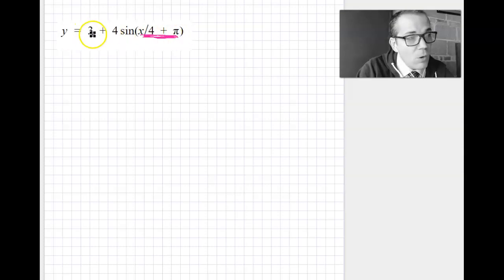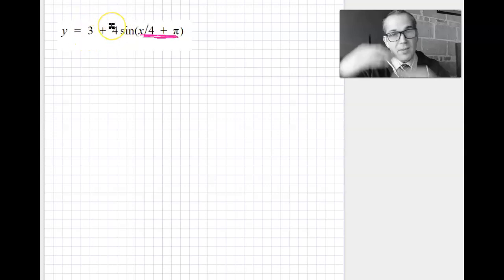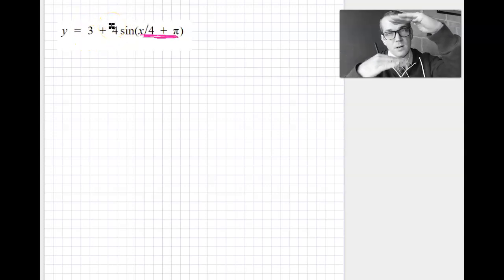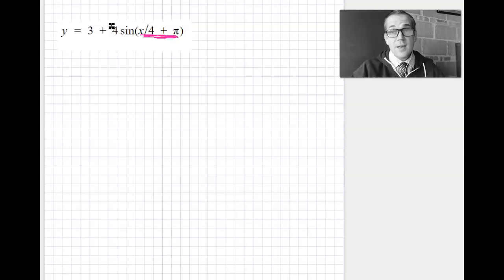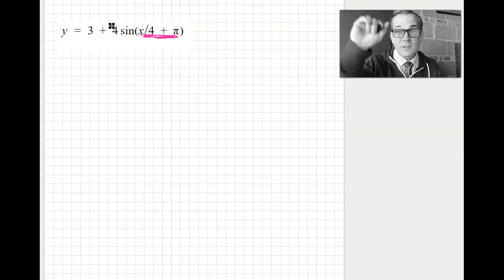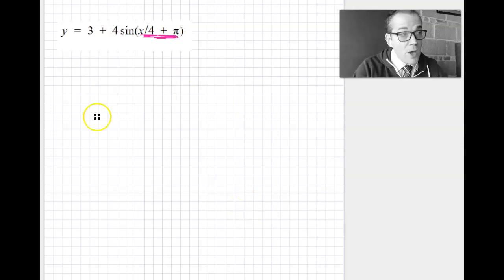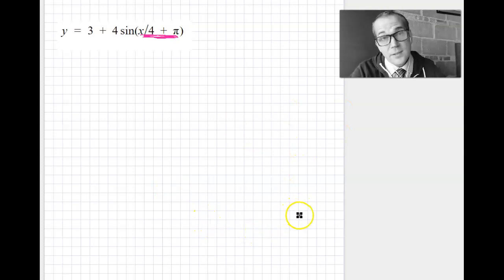I'm going to move the whole graph up 3. It's going to have an amplitude of 4. It's going to go out by 4 in each direction from that new 0 line. And then I'm going to use what I know about the key points of the sine function to figure out the rest of the graph. I'm going to write all my work down and then talk through it so the video's faster, but I think you guys should pause and try this on your own.